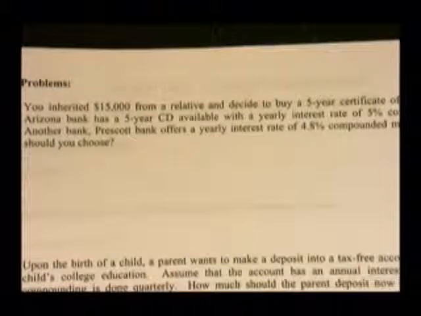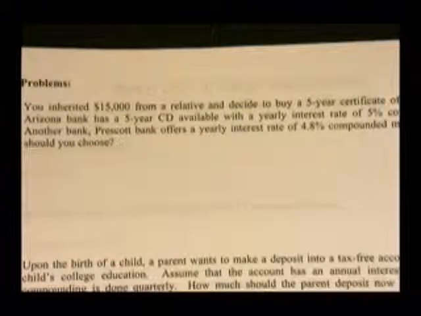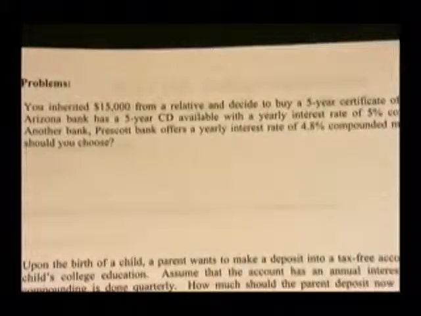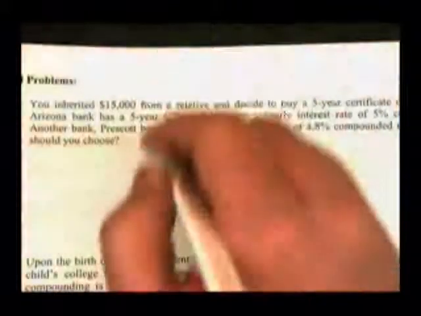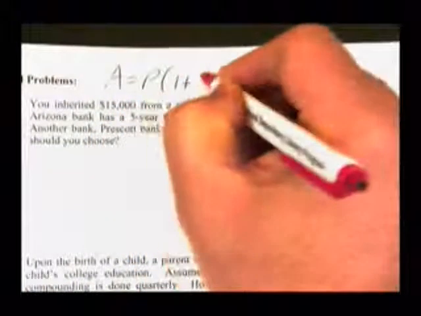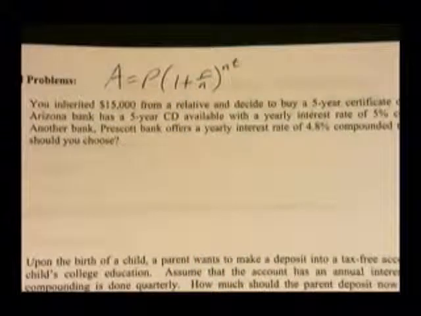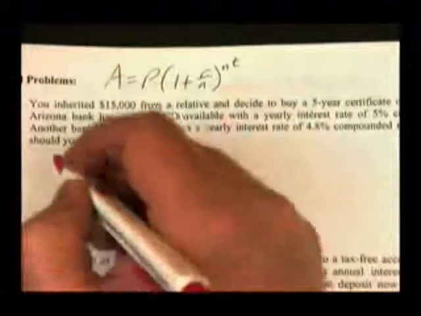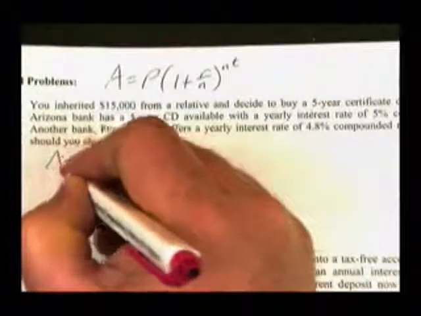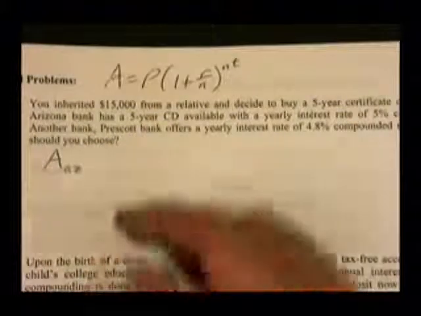All right, well, in order to figure that out, we're going to need to figure out our amount at the end of the 5 years to see which one has a better amount. So I'm going to write up at the top here my formula, A equals P times (1 plus R over N) to the NT. And then I'm going to plug in what I know. So I'm going to look first at the Arizona Bank. So I'm going to say the amount for AZ, the Arizona Bank.